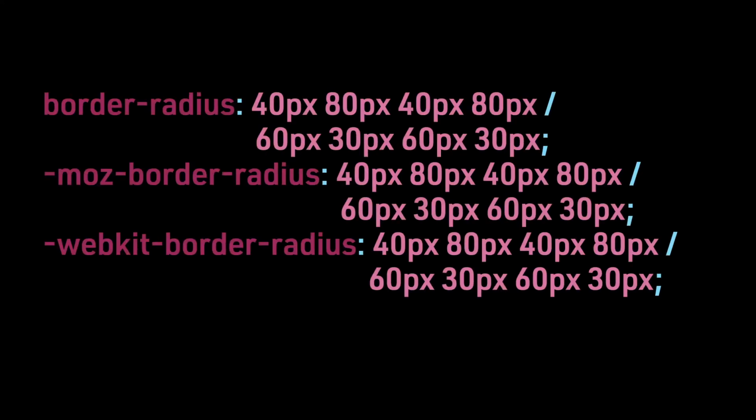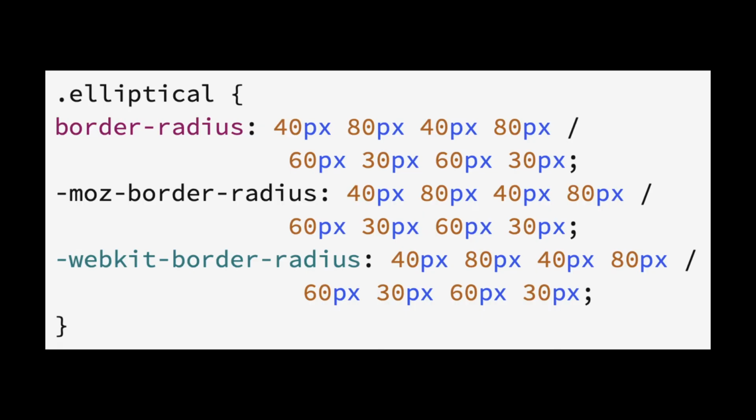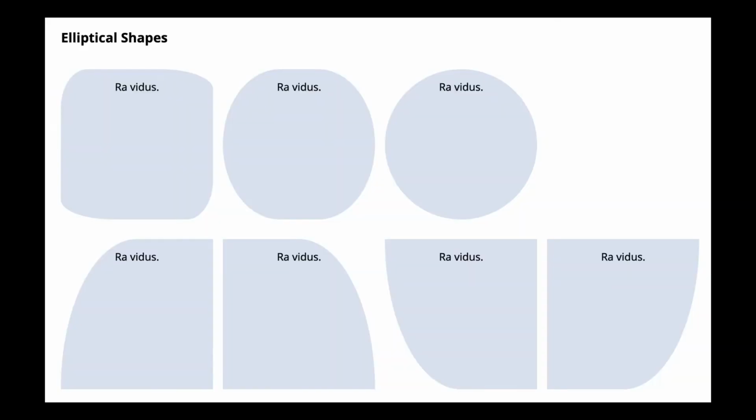In this example, the horizontal and vertical values are different. We again need to use the prefix moz for Mozilla Firefox and WebKit for Apple Safari. This is for cross-browser compatibility. This is how the code looks for our example. The shape is the first one on the upper row.